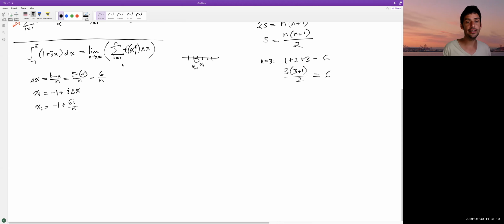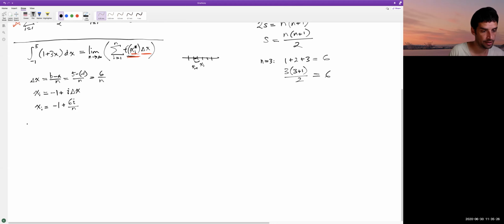Oh, we've got x sub i. Let's compute f of x sub i, right? See what I'm doing is I'm just picking apart these pieces. I needed delta x. I wrote down an expression for delta x. I needed x sub i. I wrote down an expression for that. Now I'm going to write down an expression for f of x sub i.